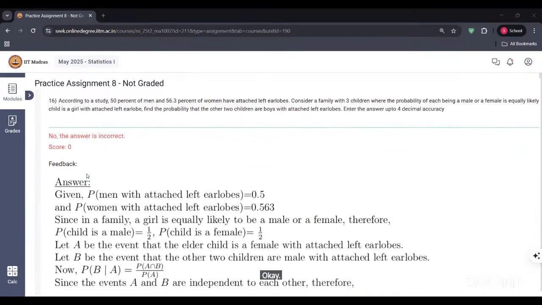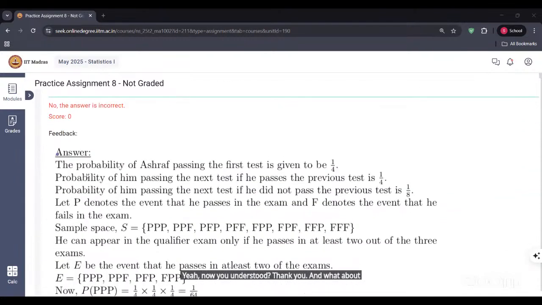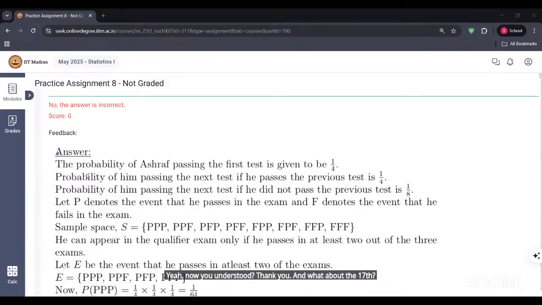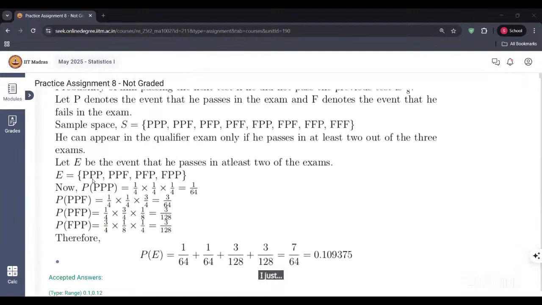Have you gone through the 16th question, the solution? Yes, ma'am. Now you understood? Yeah, understood. And what about the 17th? I'm going through it. I understood it as well. Anything else?